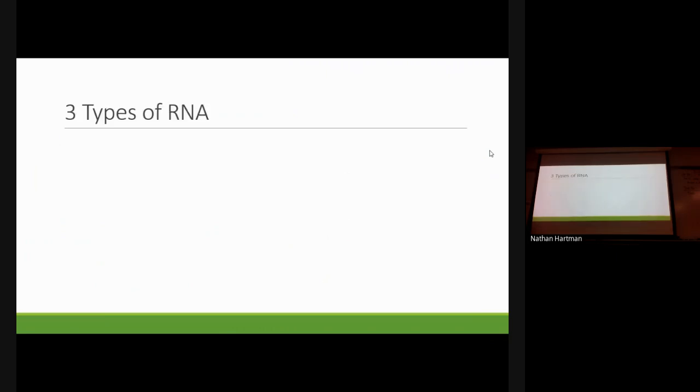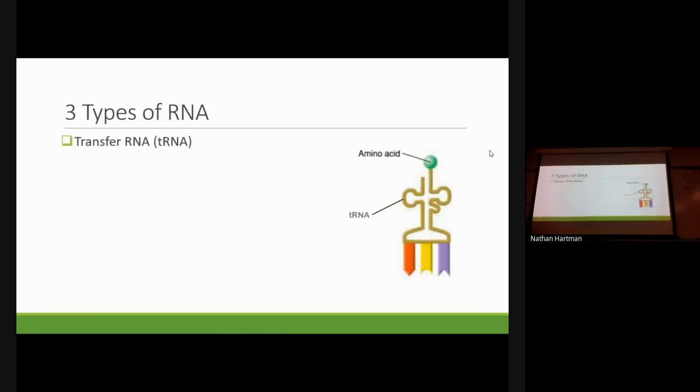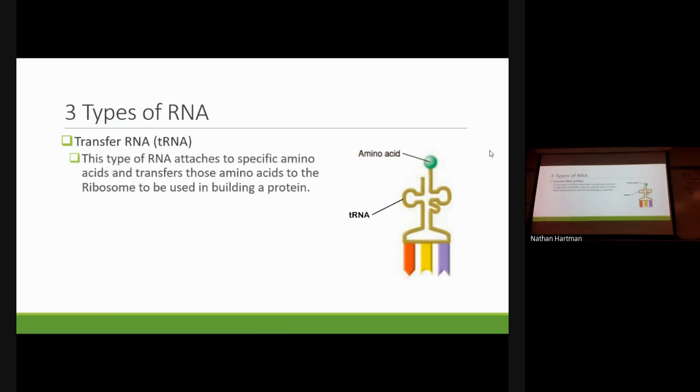All right, now we get back to tRNA and rRNA. Next up is transfer RNA. You can also think of it as transport RNA if that makes it easier for you. Its job is to carry or transfer the amino acid monomers that we're going to be using to build our protein to the ribosome. So these carry those monomers to the ribosome.